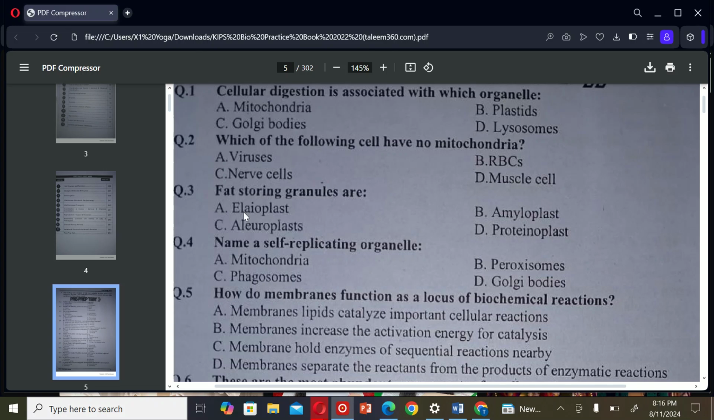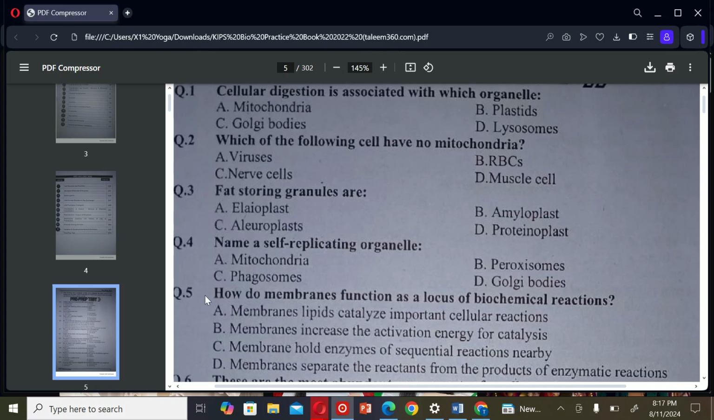RBC. The next MCQ is: fat storing granules are A. Elaioplast, B. Amyloplast, C. Aleuroplast, and D. Proteinoplast. The correct option is A. The next MCQ is: name a self-replicating organelle. A. Mitochondria, B. Peroxisome, C. Phagosomes, and D. Golgi bodies. The correct option is C.